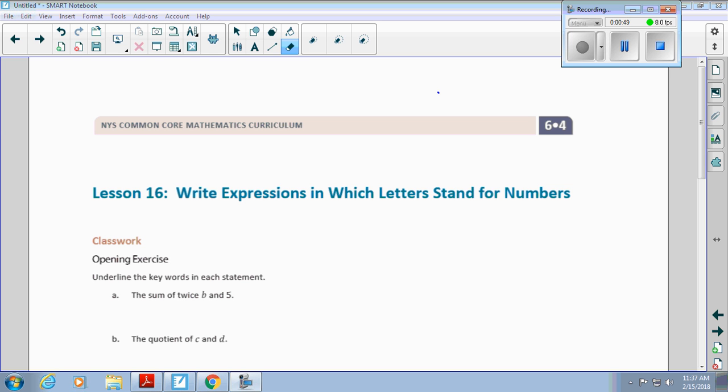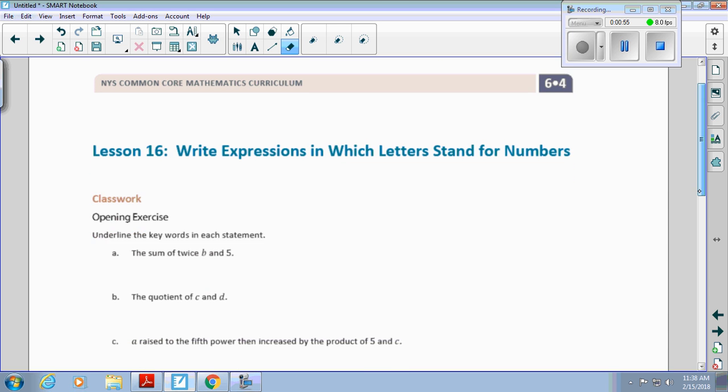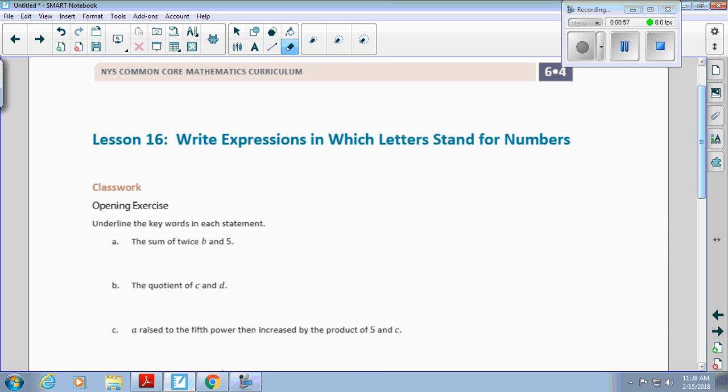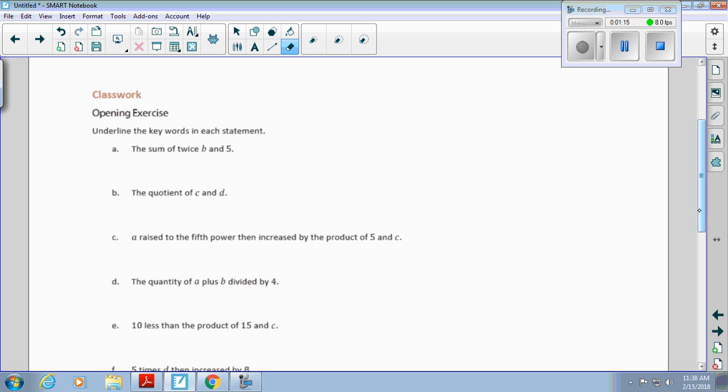Alright, so in the opening exercise, it tells us to underline the keywords in each statement. So we're going to read each statement, we're going to underline what's important, but we're going to then translate it into a mathematical expression. We're on page 50, by the way. All right? So the first one says the sum of twice b and 5. The sum of twice b and 5.